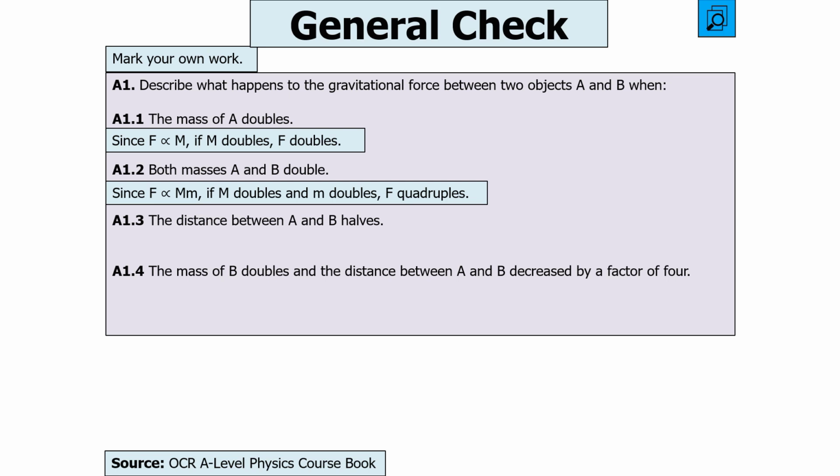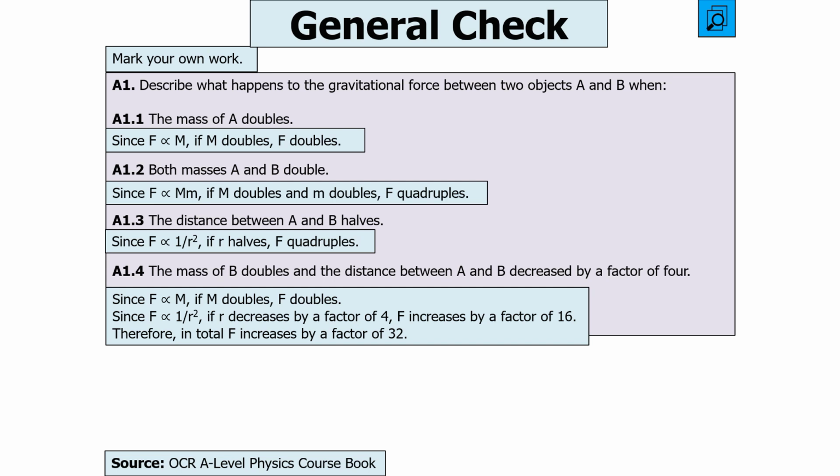We also know from the law of gravitation that F is directly proportional to 1 over r squared. So if r halves, F will therefore quadruple because it's half squared, so it's a quarter, then 1 over a quarter is times by 4, which is a quadrupling. Now if we link them all together, F is directly proportional to m and F is directly proportional to 1 over r squared, well when m doubles, F doubles, and if r decreases by a factor of 4, F increases by a factor of 16, so that therefore means F will increase by a factor of 32.